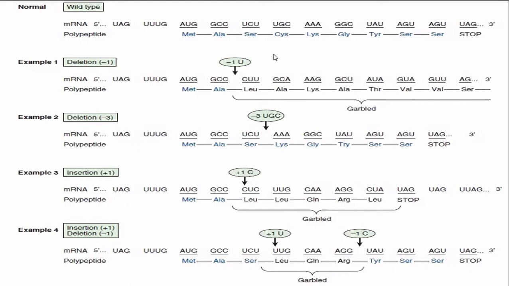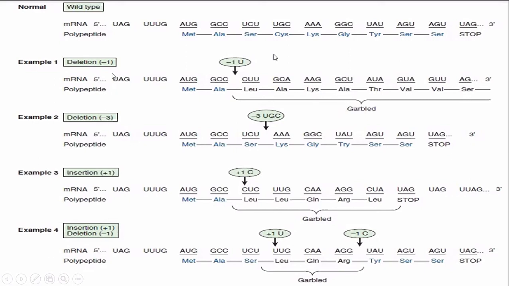iba yung coding, kasi we read, di ba, 3 nucleotides ang nagko-compose ng codon. So magdagdag ka diyan ng isang nucleotide lang, mapapalitan na yung sequence of nucleotides. Okay?